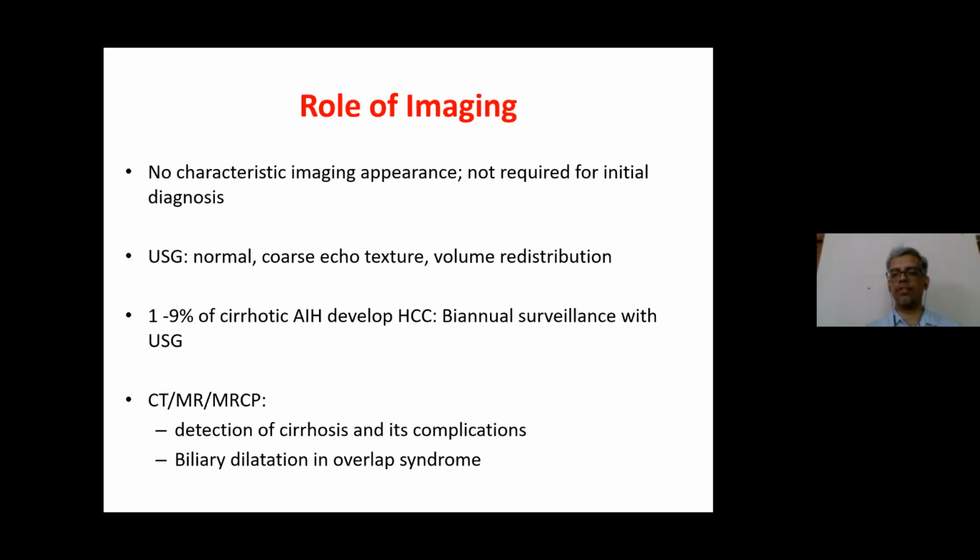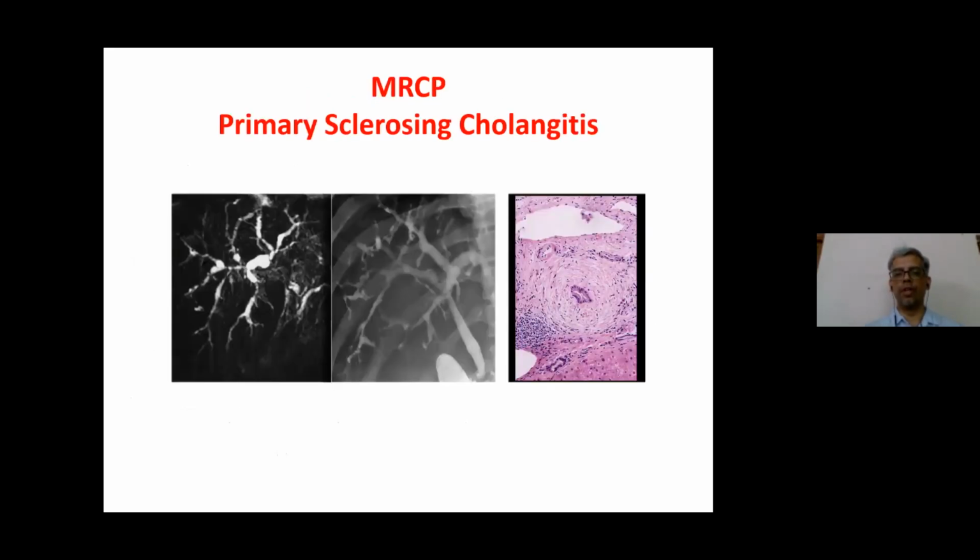ask for these investigations. And when your alkaline phosphatase is elevated and you're thinking of biliary obstruction or overlap syndrome, do ask for imaging. So imaging is typical for diseases like primary sclerosing cholangitis.